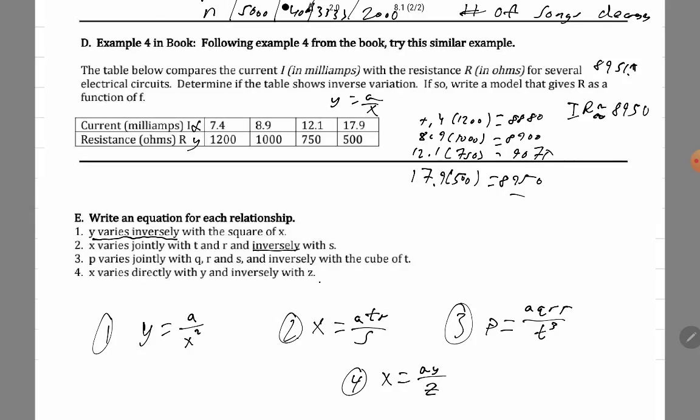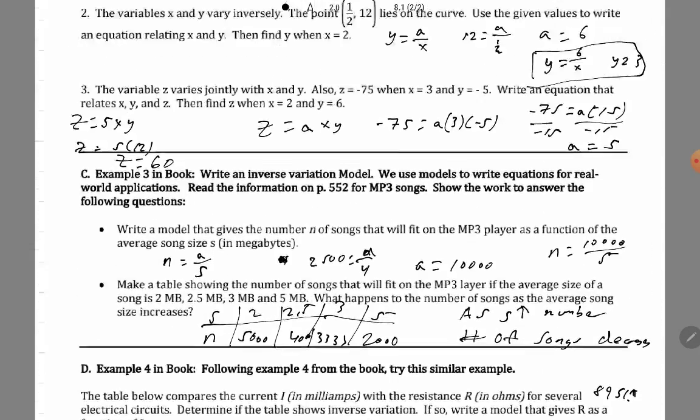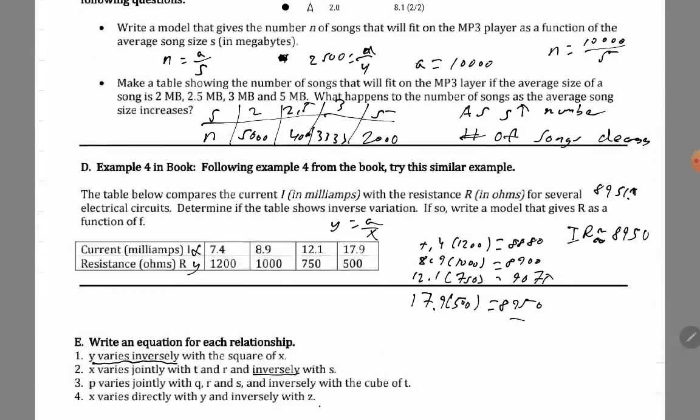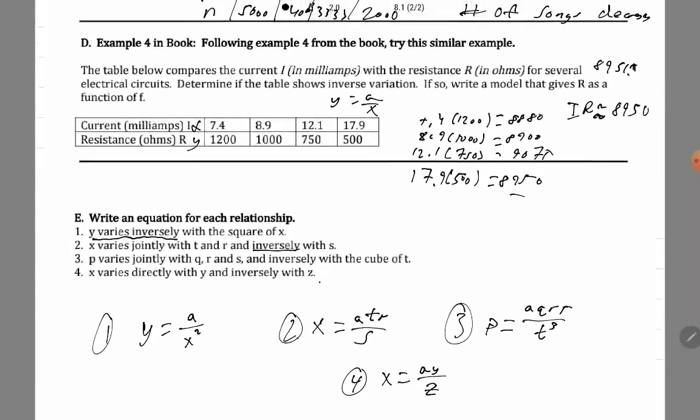Okay, hopefully this helps you out. That is direct variation, joint variation, and inverse variation.